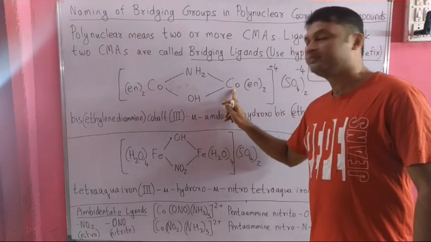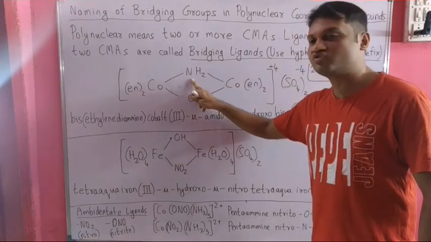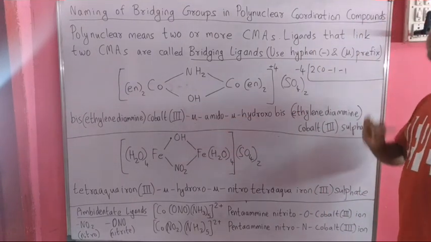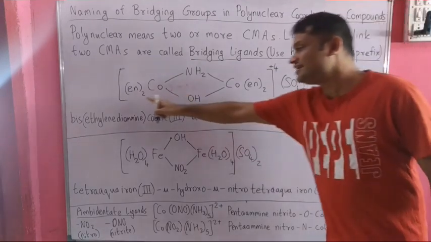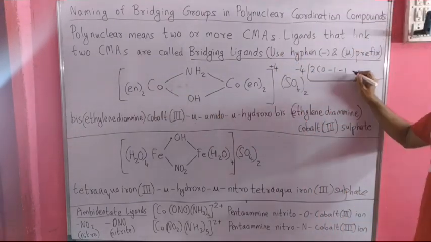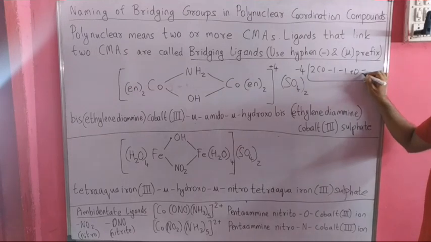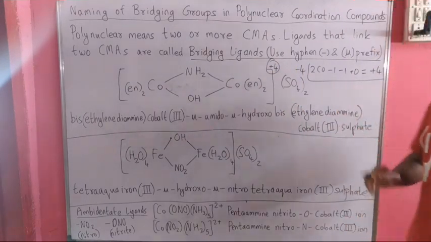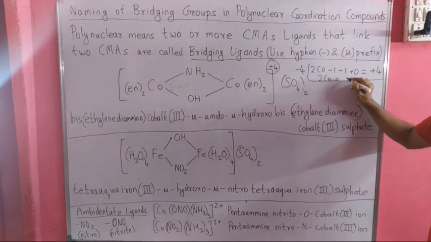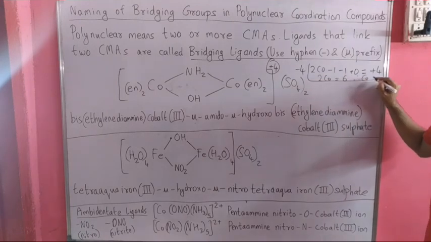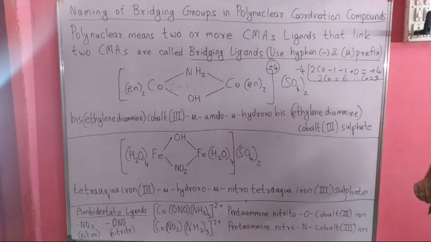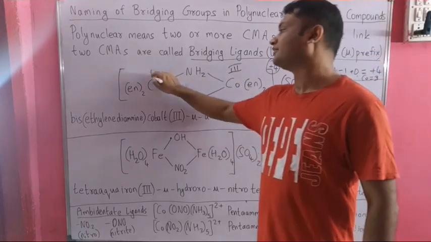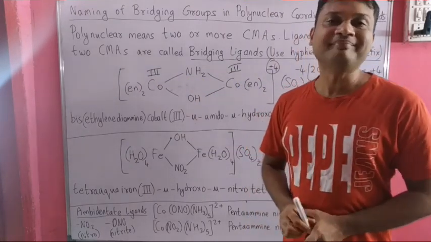So 2 cobalt, and NH2 group has -1 charge, OH has -1 charge, so -1 for each monodentate ligand. So en in this case has 0 charge, so we will have +0. That equals +4, which is the total charge on the coordination sphere. So 2 cobalt is equal to 6, which gives the oxidation number of cobalt as +3. So what is the oxidation number of each cobalt? +3. So let us now name this compound.